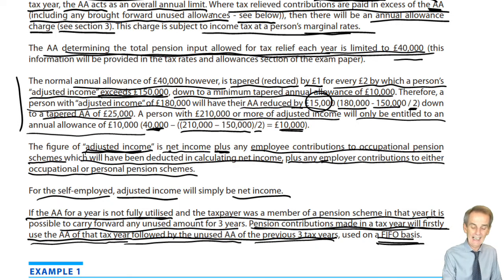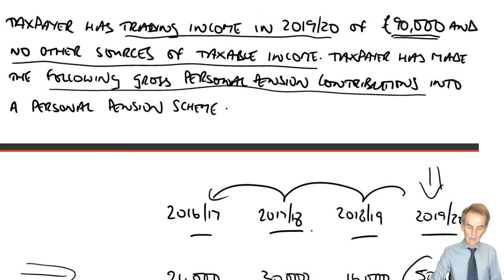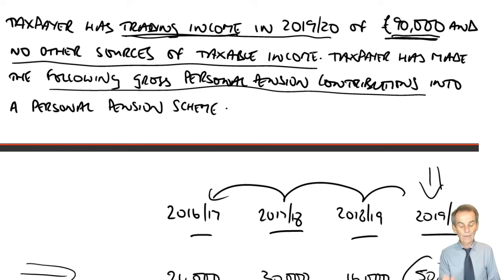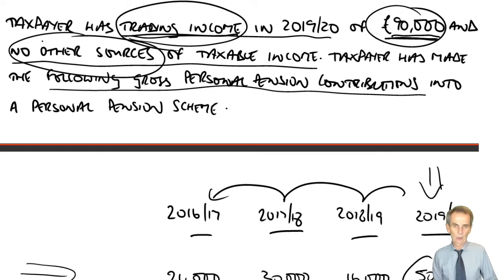Okay, so when we were looking at our limits, in terms of when we looked at these contributions paid, we were basing any unused AA on a figure of £40,000 as an annual limit. If you look back to what I said here, the taxpayer had trading income in 1920 of 90,000. Now, trading income, that was your relevant earnings, and no other sources of taxable income. What that is now telling you, which you didn't know as we read it for the first time, is that not only do you have relevant earnings of 90,000 upon which to base the amount of contribution that will achieve tax relief, but we also know that 90,000 is the adjusted net income. This is your trading income here, no other sources of income. For the self-employed, adjusted net income is net income. That therefore is £90,000.